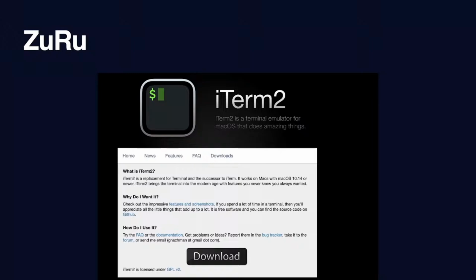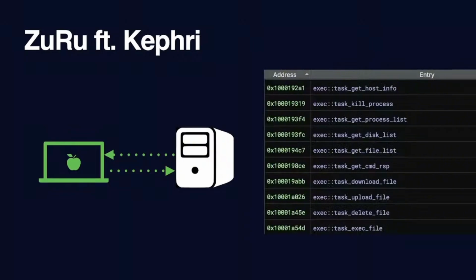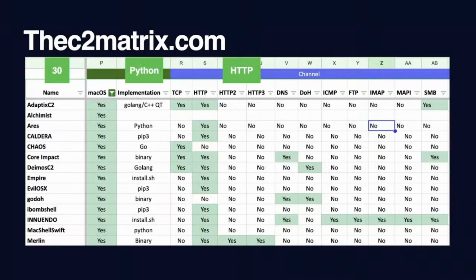So back to Zuru. Zuru leverages the open source framework Caffrey, or at least the latest version has been seen to do so. And Caffrey is a sort of an agent, and it's coming with a certain set of tasks, such as process execution or the ability to exfiltrate data. And a lot of the malwares out there, they leverage these open source command and control frameworks like Caffrey.